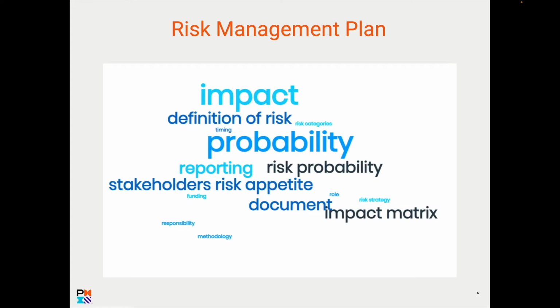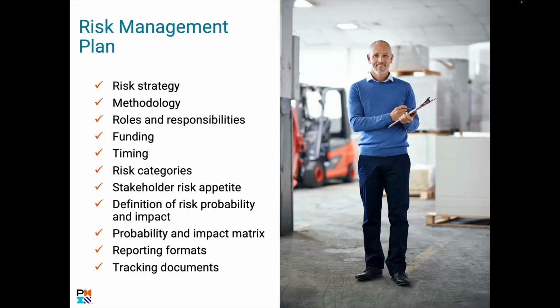So the impact, the probability, the stakeholders, the appetite, get that all nicely mapped out so you can be in control. In a risk management plan, you have a strategy, you have some methodologies, if you want to apply any methodology, timing, the funding, tracking documents, how you want to do it. So it's the A to Z, the whole nine yards of risk management.